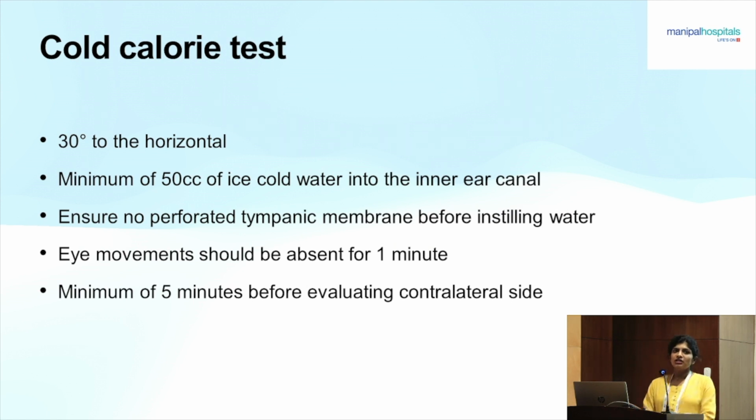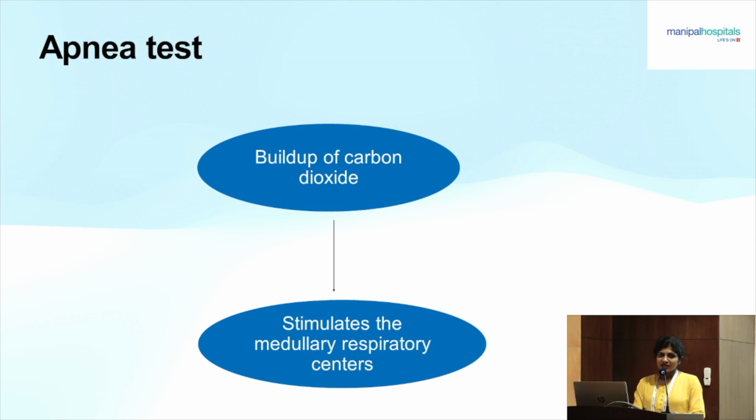Here the patient has to be kept at a 30-degree horizontal position. First, make sure there's no tympanic membrane perforation, and then inject 50 cc of cold saline into the ear canal. You have to look for any eye movement for about a minute, and you have to do it bilaterally. Between the two sides, you have to give a time gap of 5 minutes. So you do one side, wait for 5 minutes, and then check the other side. Once you make sure that there are no brainstem reflexes, you go ahead and do the apnea test.